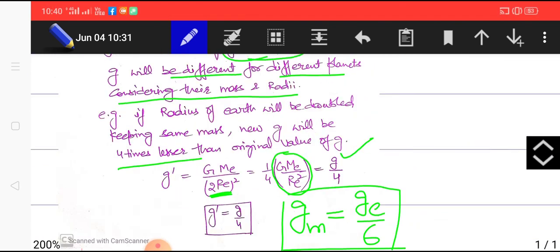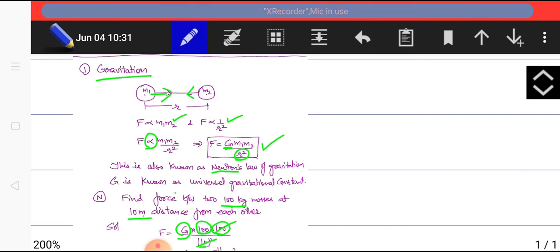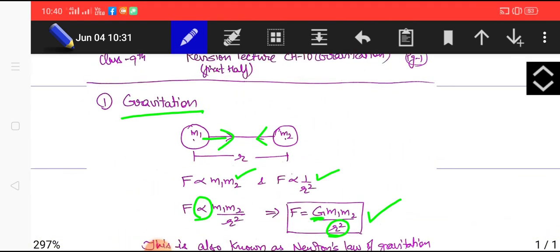So it was a quick revision. I hope it will help you in revising your concepts and giving you good marks in your test.